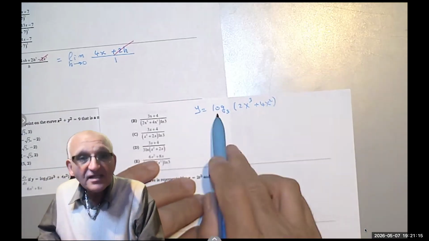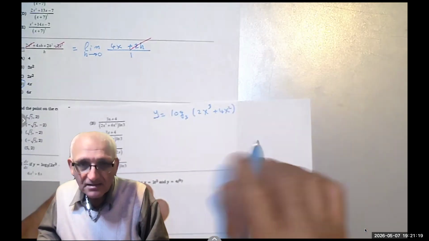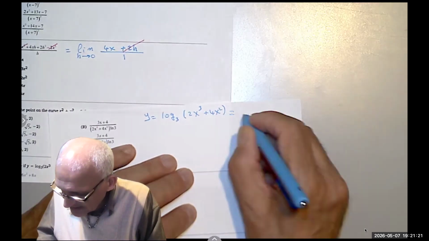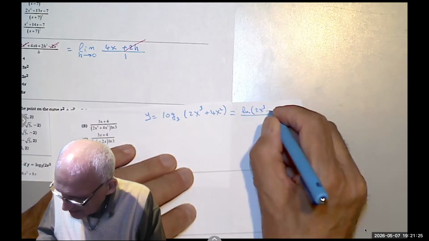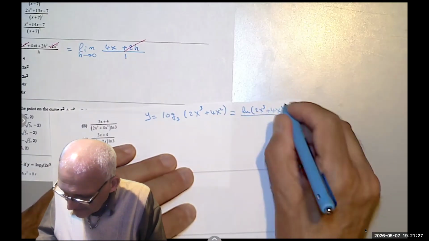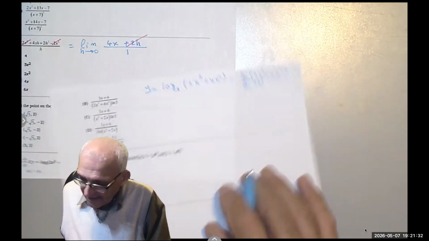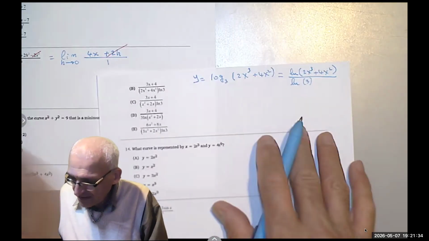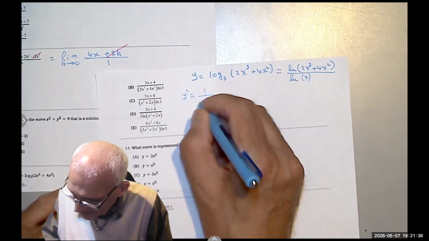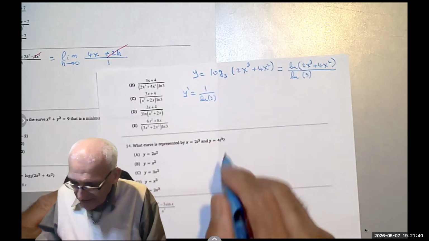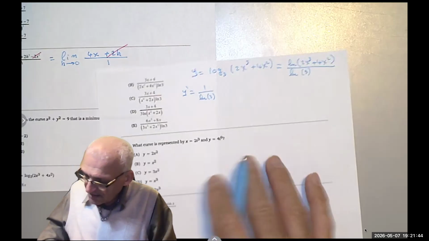Notice that when you get the log, anything other than natural log, it's better to write it as the natural log of the numerator divided by the natural log of the base. And now 1 over natural log of 3 becomes a constant. So you say y prime equals 1 over natural log of 3. And all of them have natural log of 3 in the denominator.